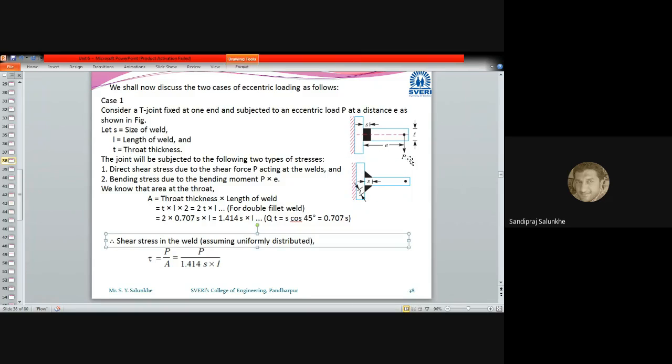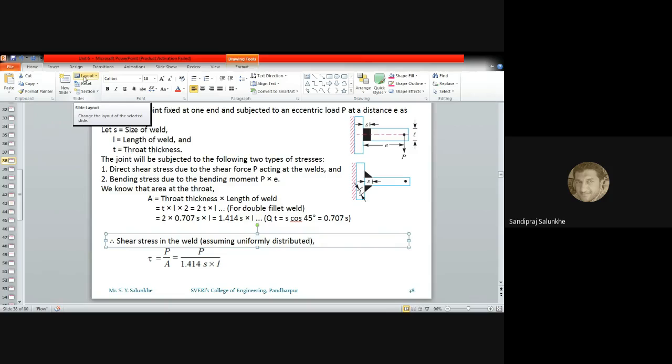Load is applied in the vertically downward direction, and in this case we have to calculate the strength of this welded joint by considering S as the size of that weld, T as the throat thickness, and L as the length of that welded joint. Now, the load P acts at a distance E from the welded joint, so it will create bending moment as well as shear.